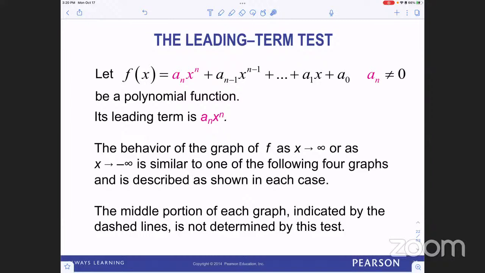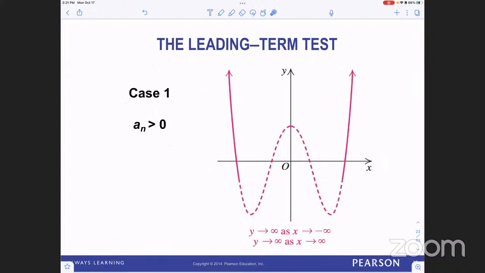Given a polynomial function where the leading coefficient is not 0, the leading term is a sub n x to the n. The behavior of the graph as x tends to infinity or negative infinity is similar to one of the following 4 graphs and is described as shown in each case. The middle portion of each graph, indicated by the dashed lines, is not determined by this test, right? Again, this is an extension of the power function.